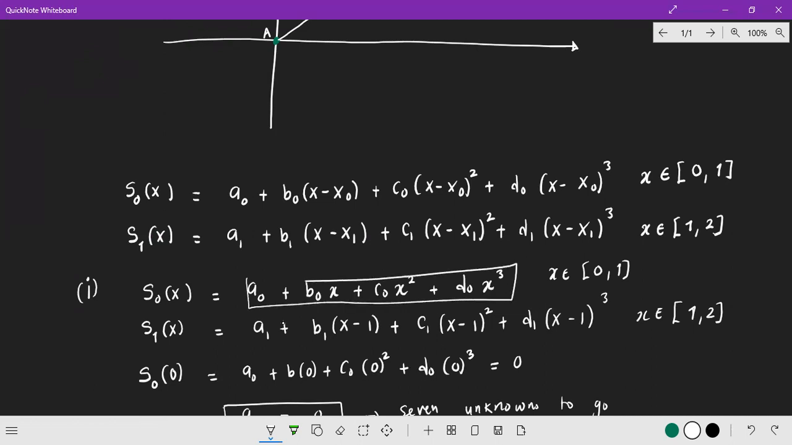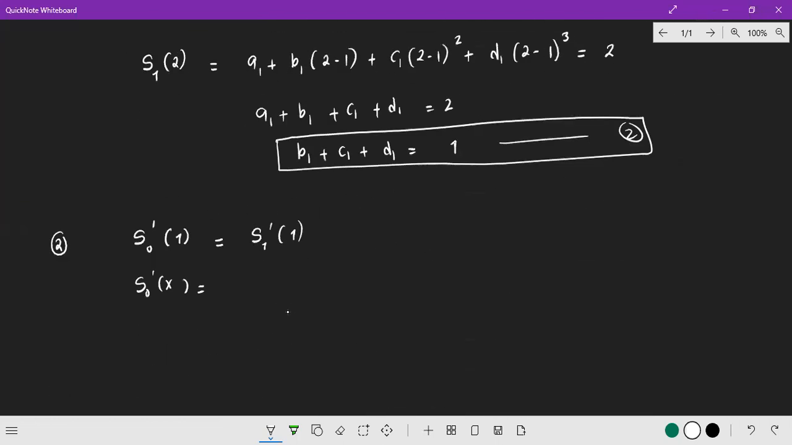So you notice that a naught will disappear, and we have b naught plus 2c naught x plus 3d naught x squared. So b naught plus 2c naught x plus 3d naught x squared. Okay, so now we evaluate this at 1. So this will be S naught prime. Evaluating this at 1, we have b naught plus 2c naught, you plug in 1 there, and then plus 3d naught.